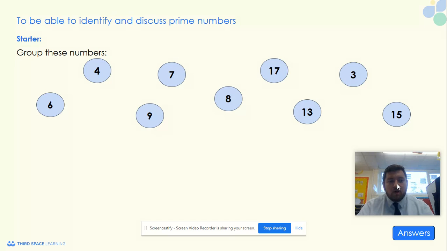So you could pause the video and group them into odd numbers and even numbers. So you could have had 9, 7, 17, 13, 15 as odd numbers, and you would have had 4, 6, 8 as even numbers. You could have had numbers with a single digit, 4, 6, 7, 9, 8 and 3, or numbers with two digits, 17, 13, 15. Let's see what they were looking for in our answer.